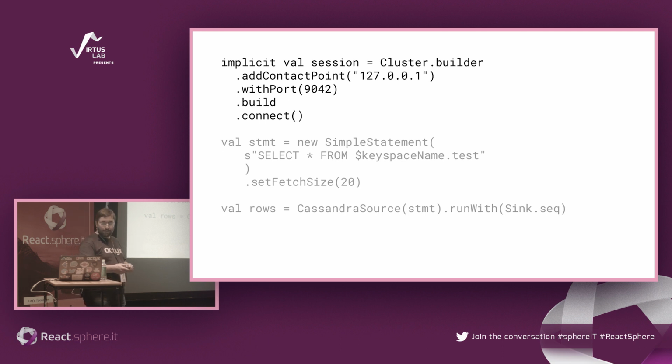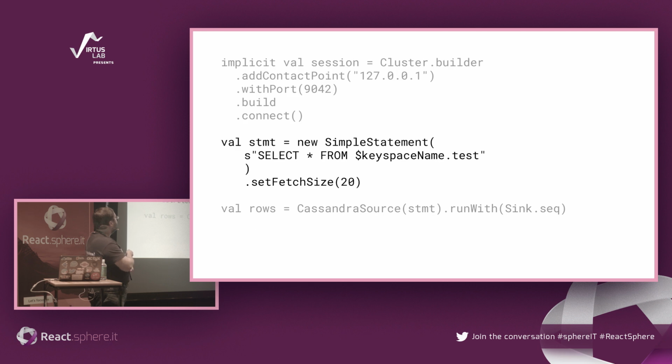So exactly as in the Mongo example, we need to get in touch with the cluster. So that would be very much native Cassandra use case code. Then we just have a statement in the almost SQL-like Cassandra query language, and we need to set the fetch size to something, and then we just run it as a source in the Akka stream.